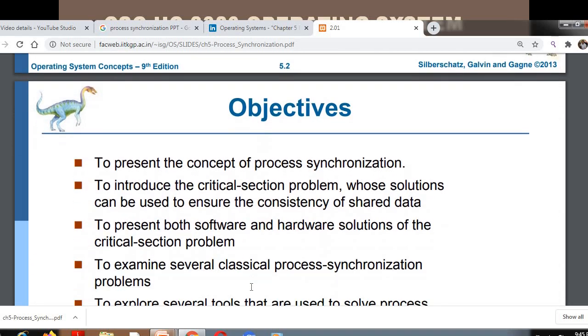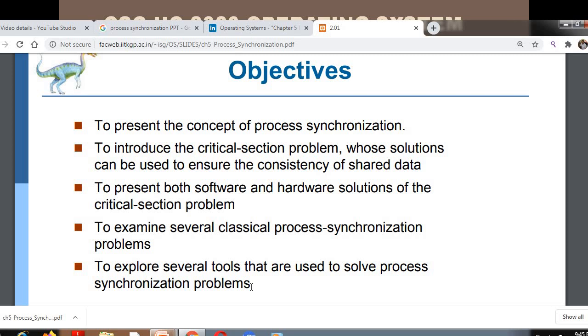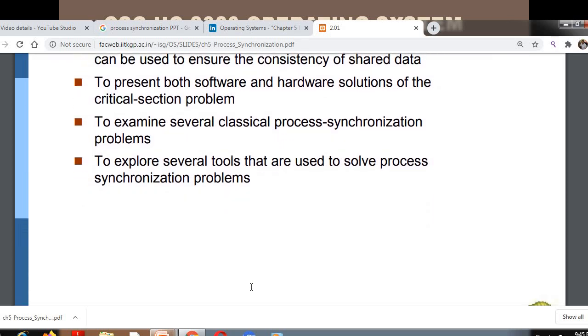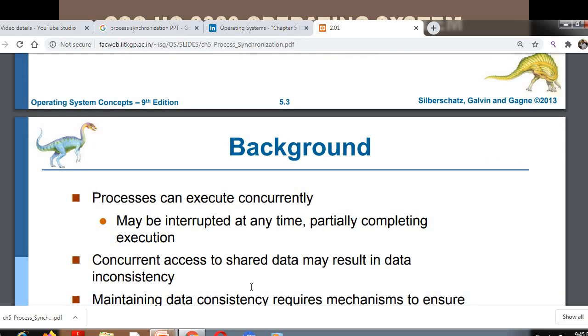Now, what is the objective of this process synchronization? To present the concept of process synchronization and to introduce the critical section problem, among many other objectives of this topic.